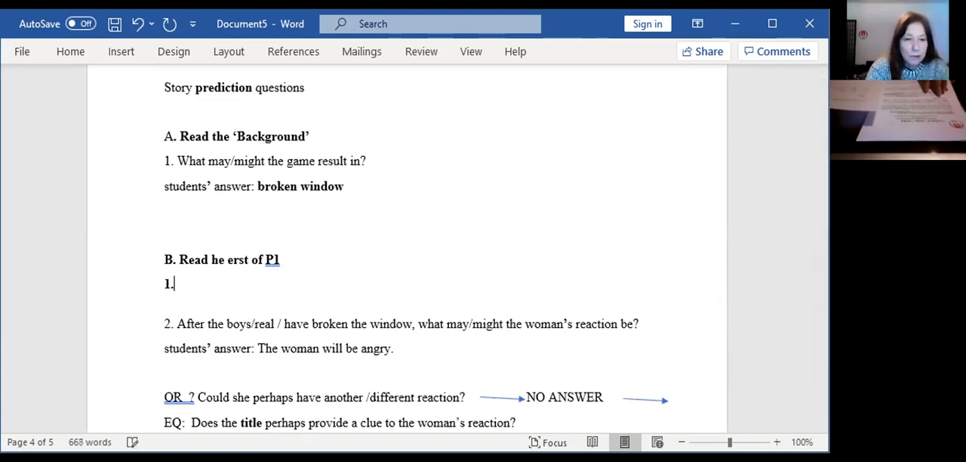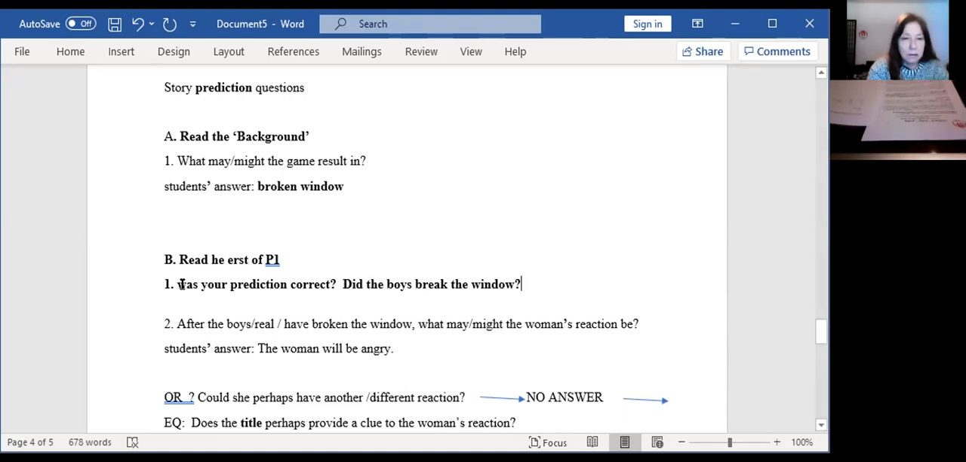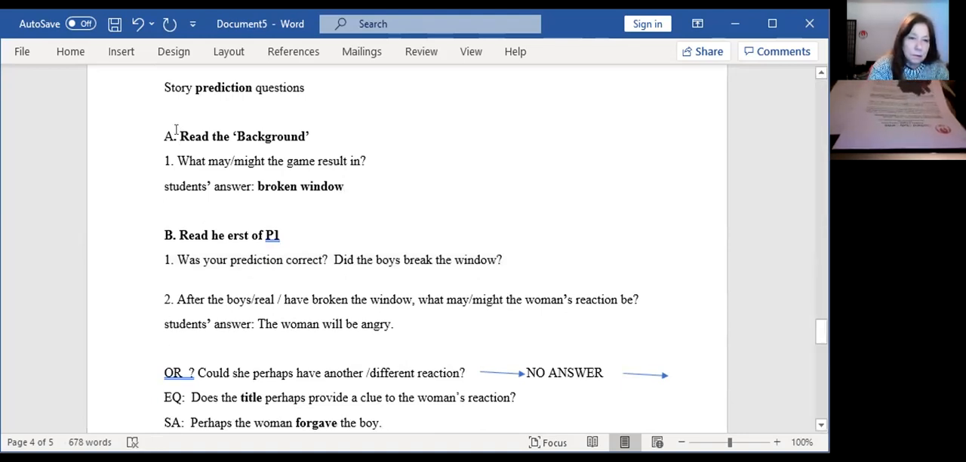And your question is, was your prediction correct? Did the boys break the window? Yeah? Does that work? So read the end of paragraph 1. But I think they can also read paragraph 2. Oh, you want them to read that also? Read to the end of 2. Okay.